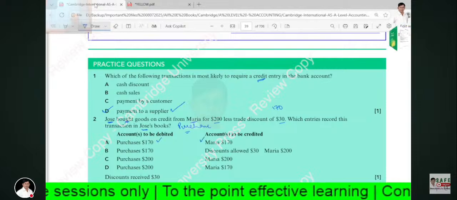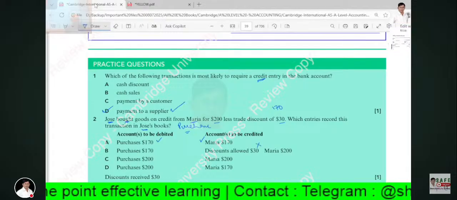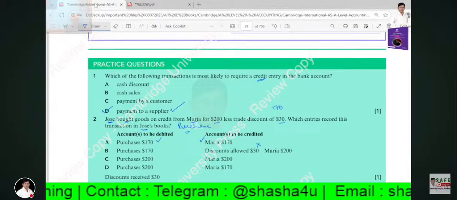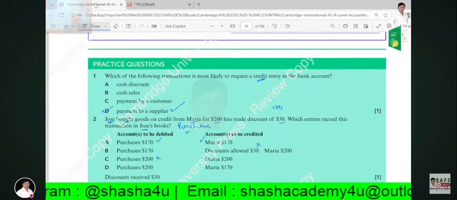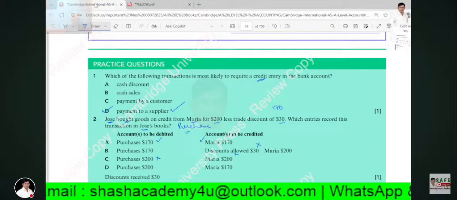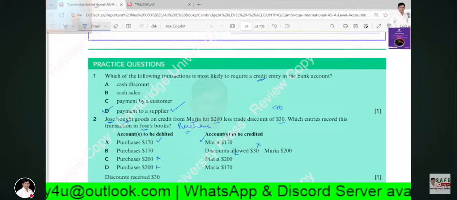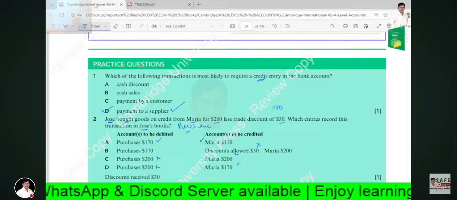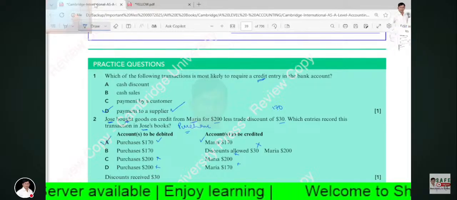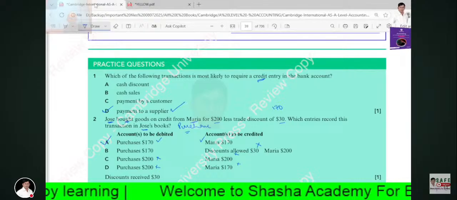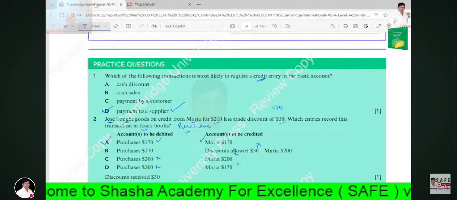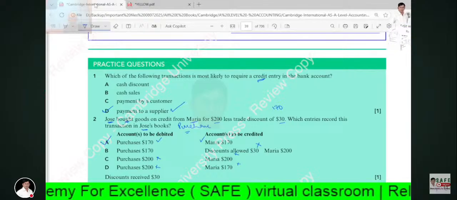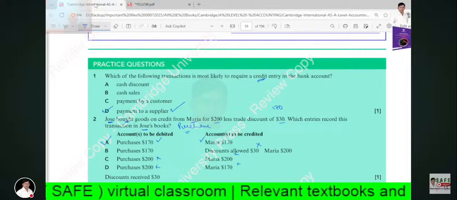Discount is never recorded. It will never be recorded at the gross 200. So the only correct entry is purchases account 170, Maria account 170. This is the right answer. Okay, so next.